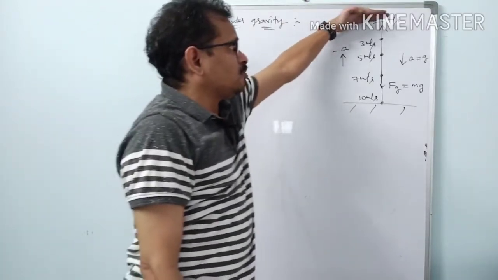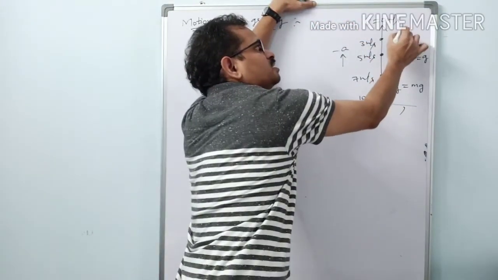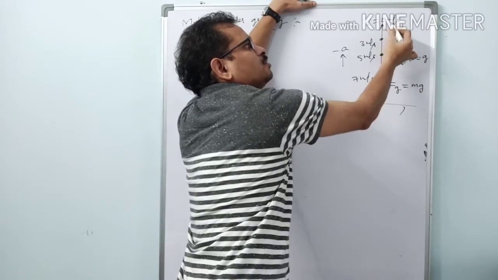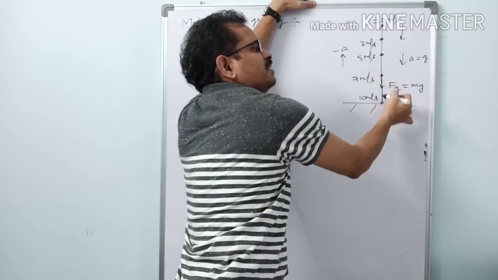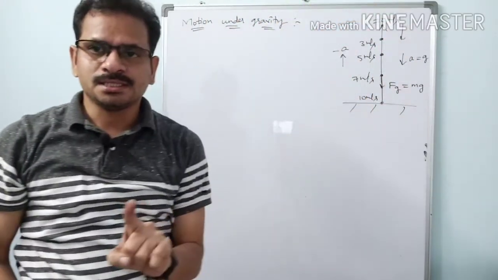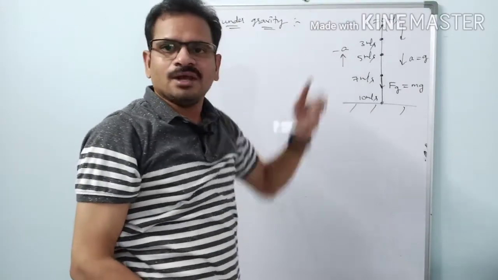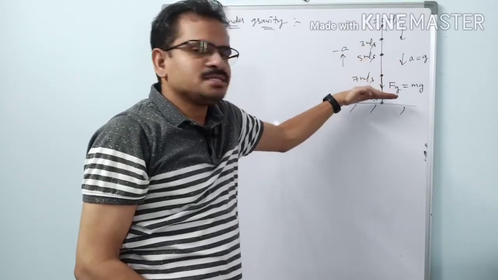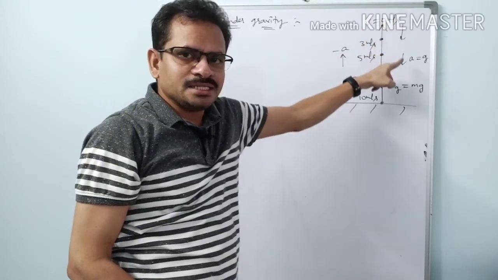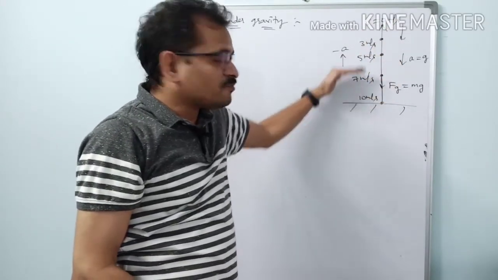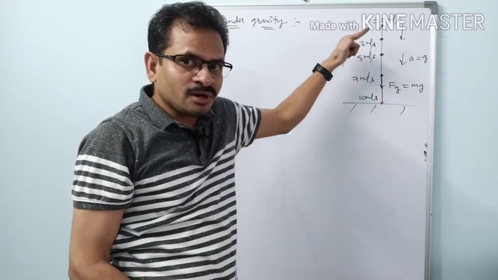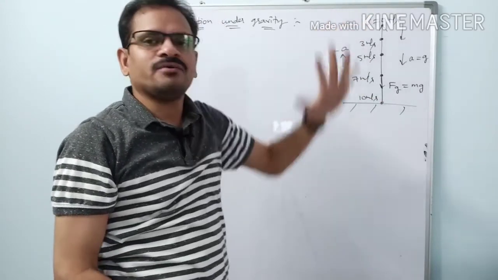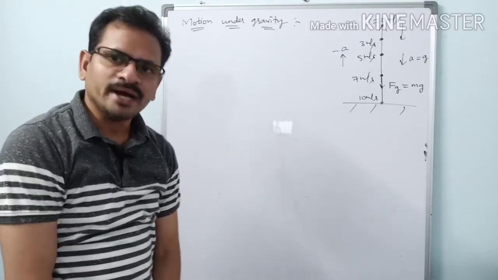Now let us move in the downward direction. At this point, what is the velocity? 0. At this point velocity is 3, 5, 7, 10. As we are moving down, velocity is increasing. As we are moving up, velocity is decreasing. What does it mean? Velocity increasing in the downward direction means acceleration is in the downward direction. Velocity decreasing as we move upward means deceleration is in the upward direction. Clear?